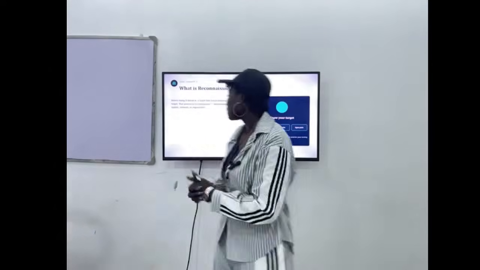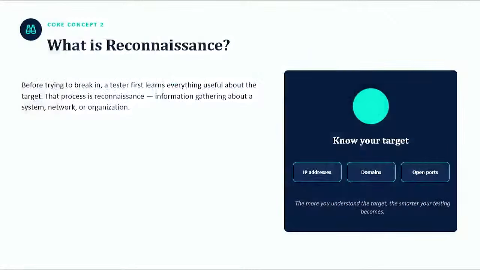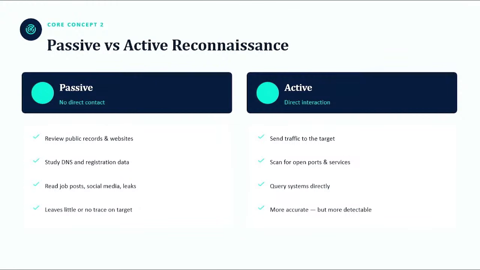And I am in turn collecting. Beautiful. So in this process of reconnaissance, you can get to know information such as IP addresses, domains, and open ports, as well as others. These aren't the only things you can get. There's a lot of other things that you can get with reconnaissance. Let's move on so we can know the two major types of reconnaissance.